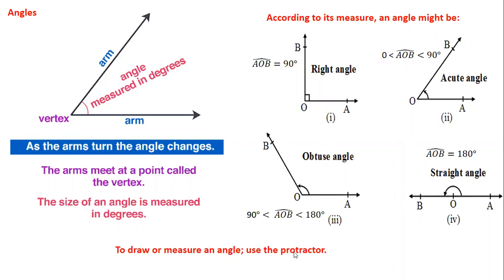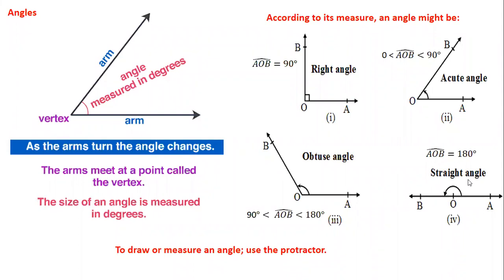We use a ruler that has the shape of a semicircle, and we call it a protractor. If we have an angle and we measure this angle, according to the measure of the angle, we classify angles into four kinds. If the measure of the angle is exactly 90 degrees, it is a right angle. If it is between 0 and 90 degrees, we call it an acute angle. If it is between 90 and 180 degrees, we call it an obtuse angle. And if it is exactly 180 degrees, we call it a straight angle.